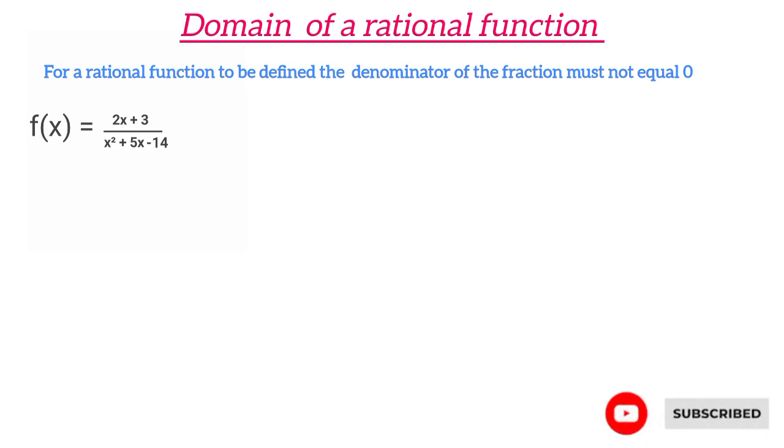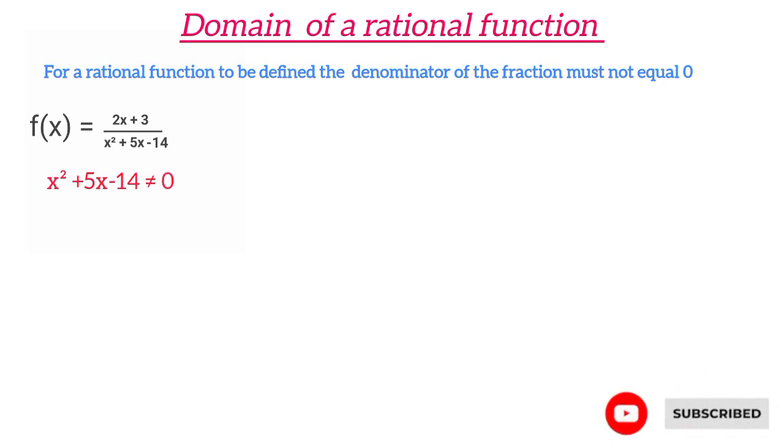Here, we have no restriction at the numerator since we have a linear function there, and a linear function is defined for all values of x. So, the only restriction here is that our denominator cannot be equal to 0. So, to solve this, we set our denominator not equal to 0. So, this becomes x squared plus 5x minus 4 cannot equal 0.